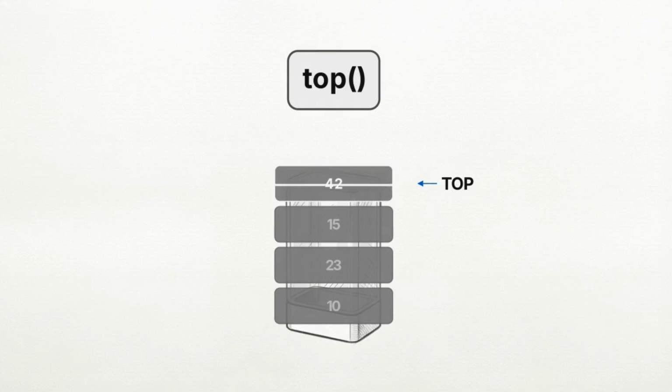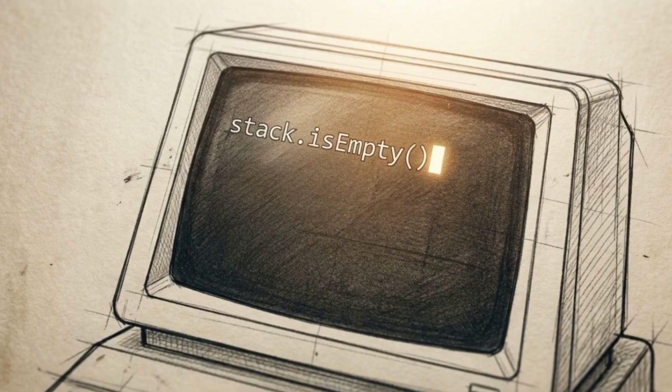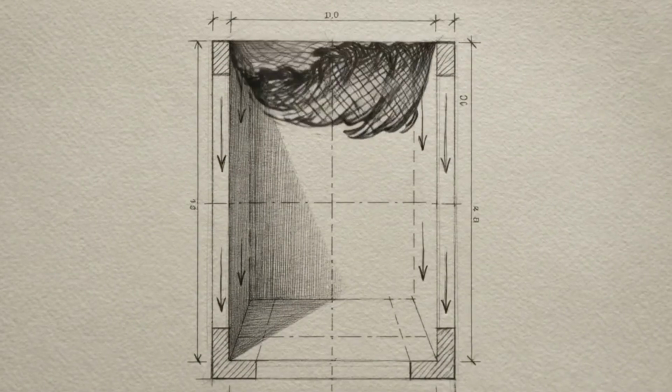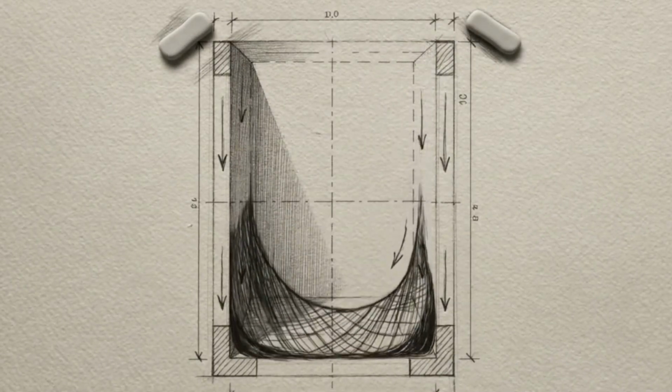The top operation, or peek, is the primary way to inspect the stack. Unlike a pop, a top query only inspects the active element. It returns the value while the element remains locked in place. For logic and safety, we also use the isEmpty operation. This acts as a check to verify the container holds data before the system attempts to execute further commands.